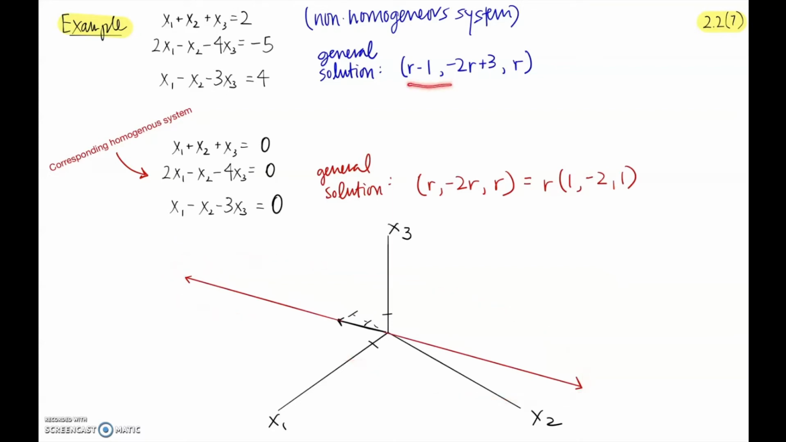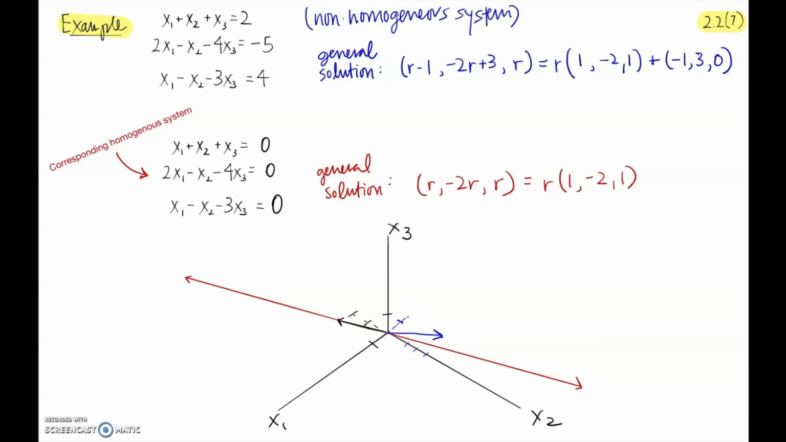Okay, now let's think about what this line should look like. So let's pull out an R. It'll equal R times 1, negative 2, 1. But then there's a few other leftover things. There's a negative 1, a 3, and then 0. So this vector here is going to be negative 1 on the x1 axis, about right there, and then 3 on the x2, 1, 2, 3, and then 0 up. So that negative 1, 3, 0 looks something like that.